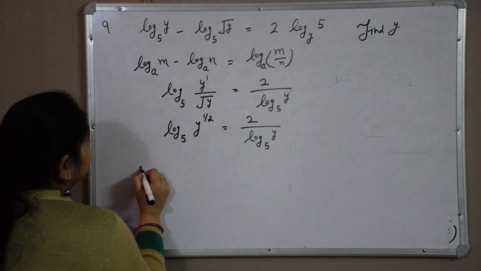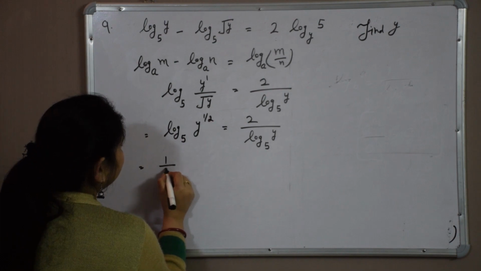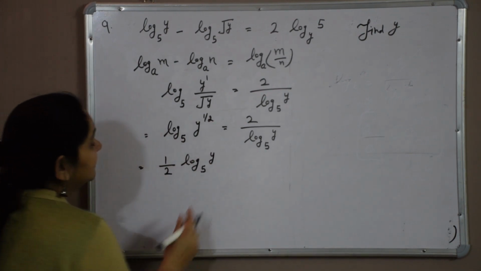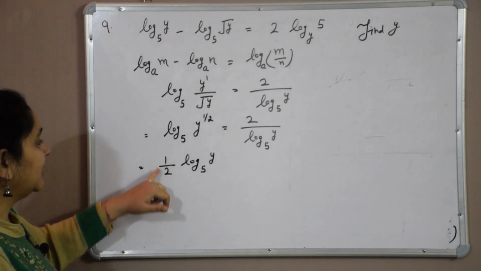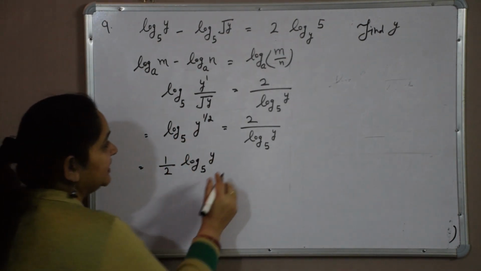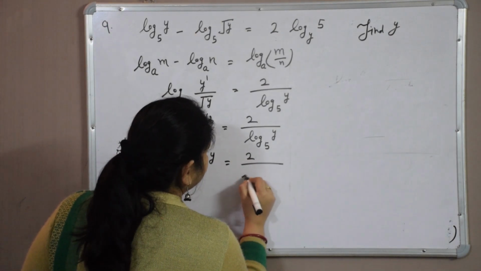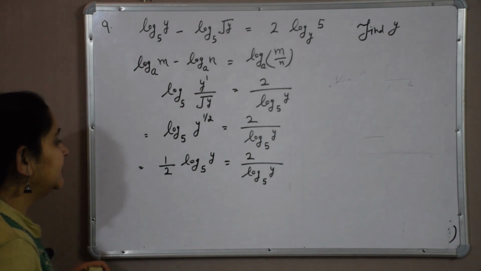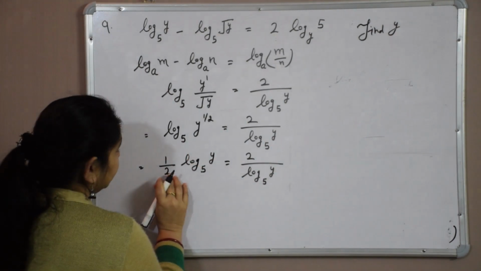Now this number will come out by the property we have used so many times. Now you know this property, the half will come out. Half of log of y to the base 5 is equal to 2 divided by log of y to the base 5. Now cross multiply.